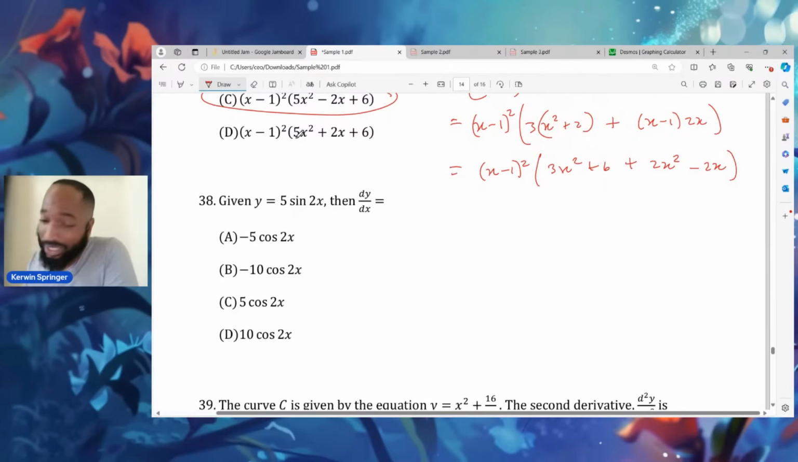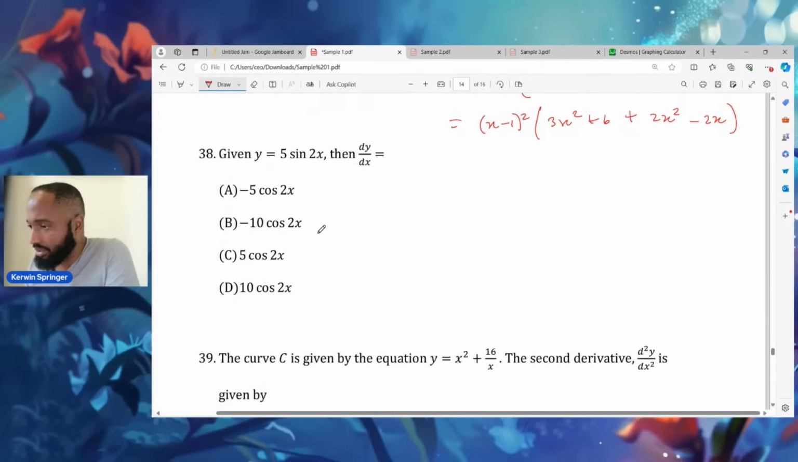Not hard, you just had to work out some stuff. Given y is equal to 5 sine 2x, then dy dx is: we differentiate this, we get cos 2x, and then you multiply by the 2 because you differentiate the 2x. And you also have the 5 there. So this is 10 cos 2x, d.